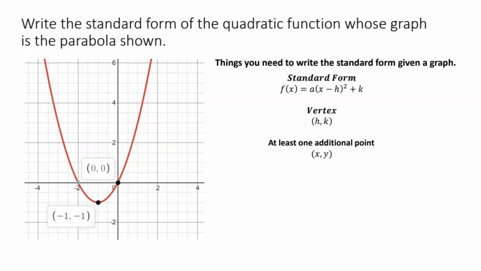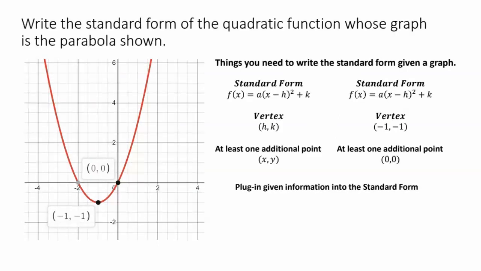So again, the standard form equation is given by a times (x minus h) squared plus k, where our vertex is (h, k). And we need at least one additional point, which again, they gave us. If at all possible, the easiest point to always use is a point that goes through the origin, 0, 0. That's the ideal point we want to use, which is what we have right now. All right, so let's go ahead and get started.